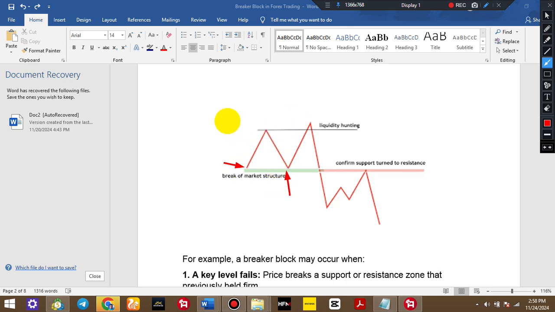Now the first one said it's going to break a high or a low. In this case, it was a high. Immediately they break it, the sharp move took out this high. That is one of the attributes or characteristics.